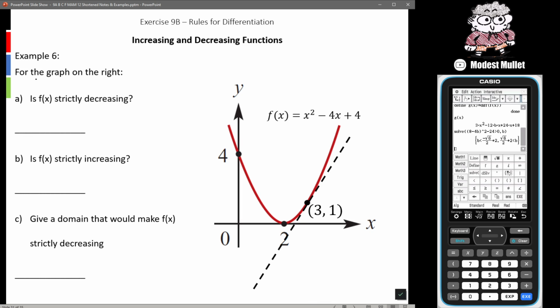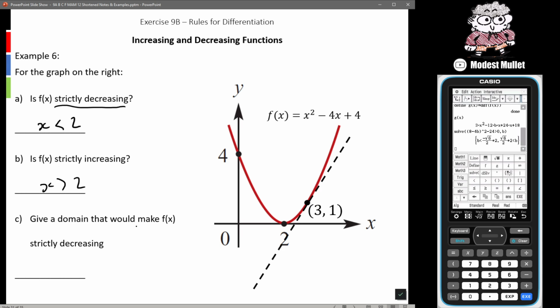Rightio. For the graph on the right, when is f of x strictly decreasing? So strictly decreasing is when the gradient is going down. So that is when x is less than 2. When is f of x strictly increasing? Well, that's when the gradient's positive, so that's when x is greater than 2.